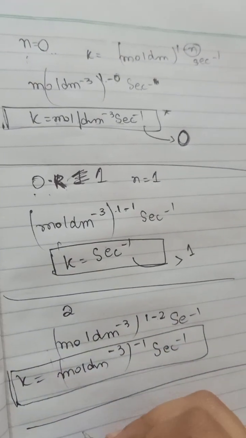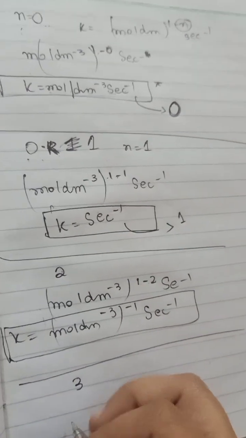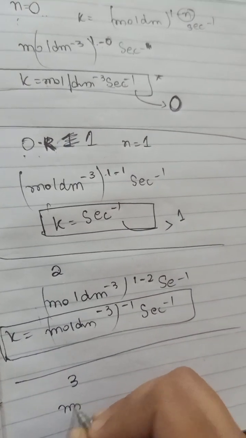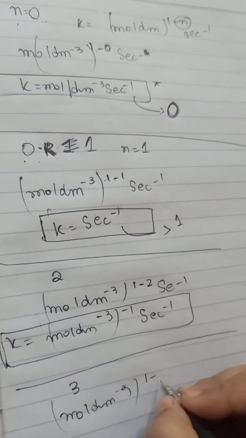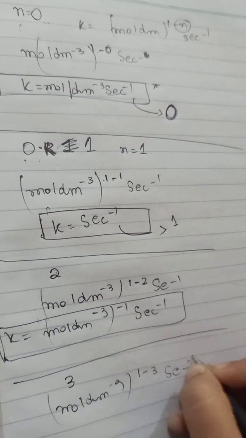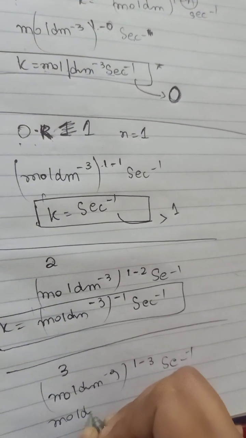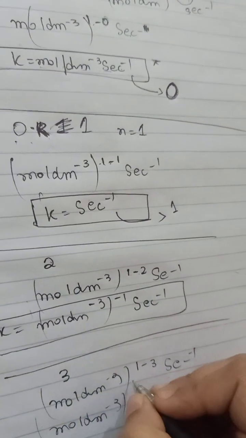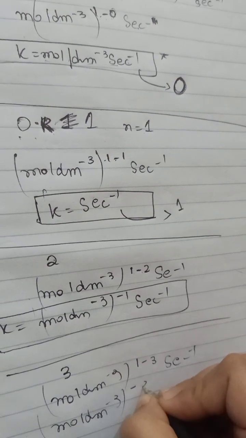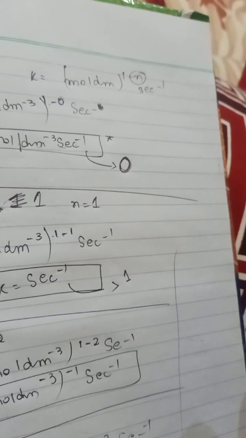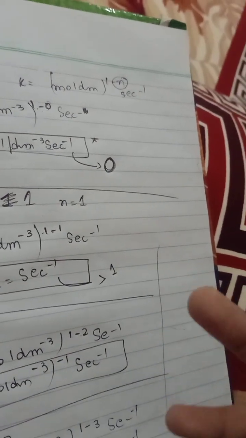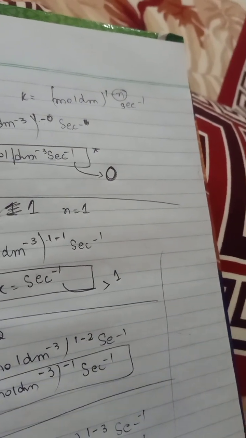And if the order of reaction is 3, what will be the unit? That will be mole into dm cube, and n is 3, second inverse. So we will have mole into dm cube to the power 1 minus 3, which is minus 2, and second inverse.